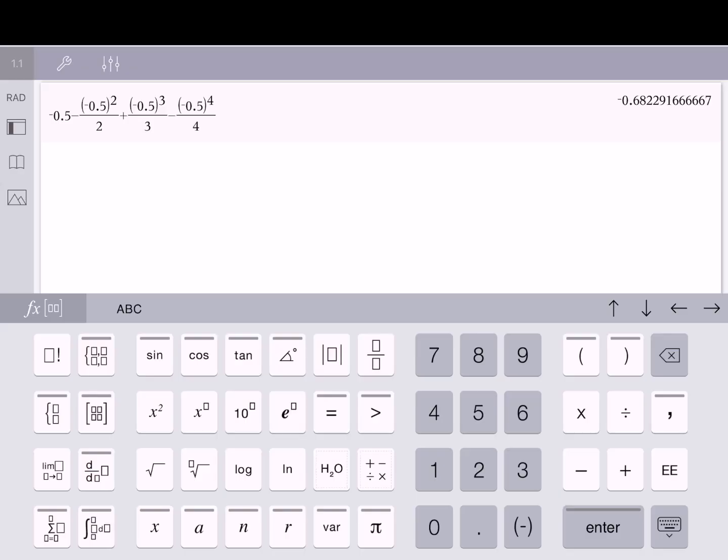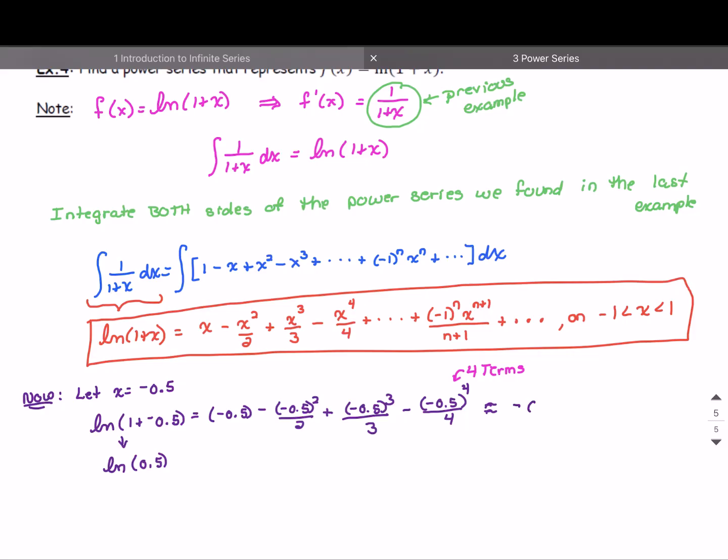Now let's take a look. What is the actual natural log? And we said when we did 1 plus negative 0.5, that was the natural log of 0.5. And that's the actual value, which is negative 0.693. That's not too far off. So we said this is about negative 0.682, and the actual value is negative 0.693.